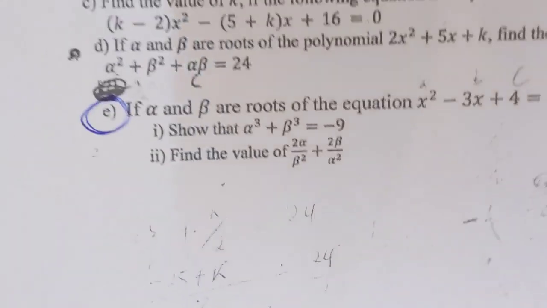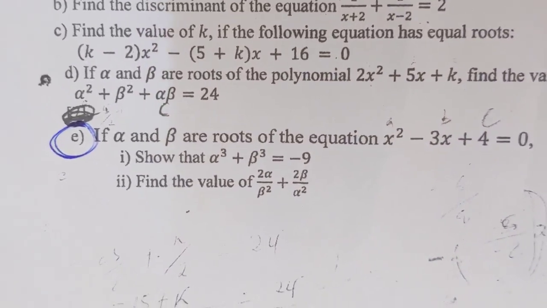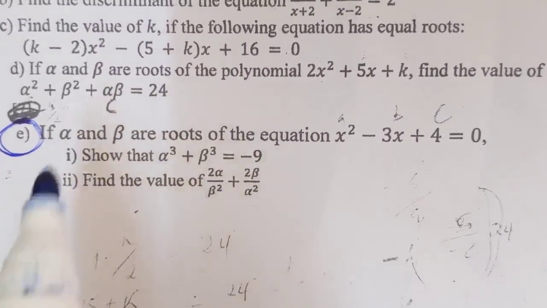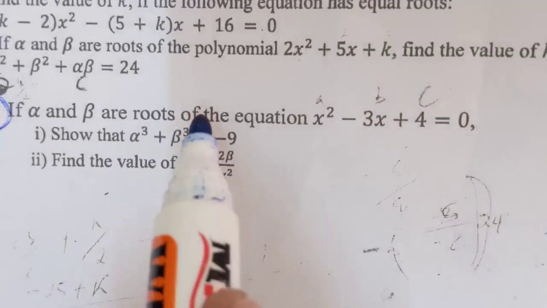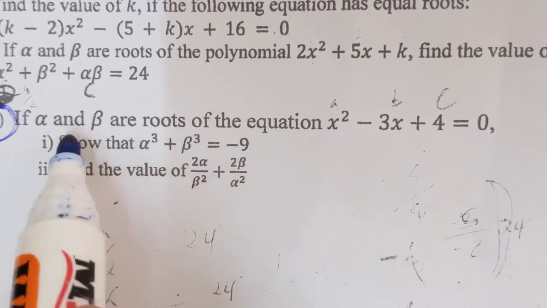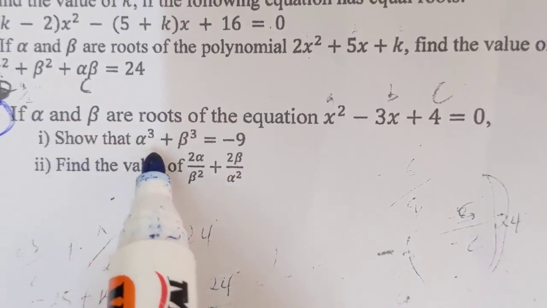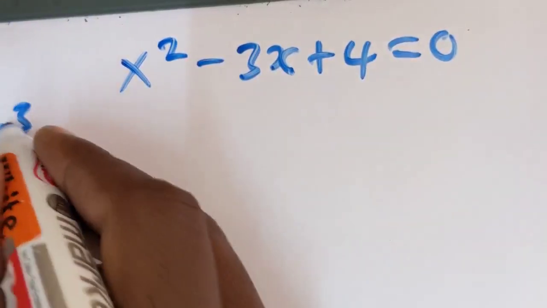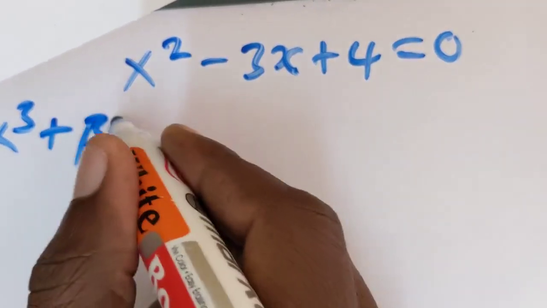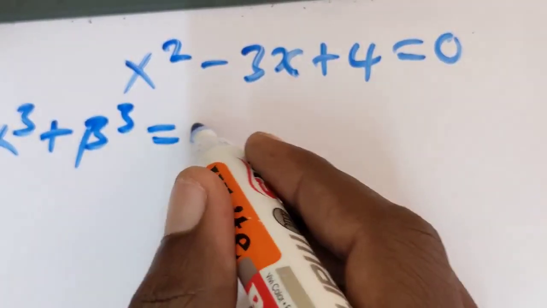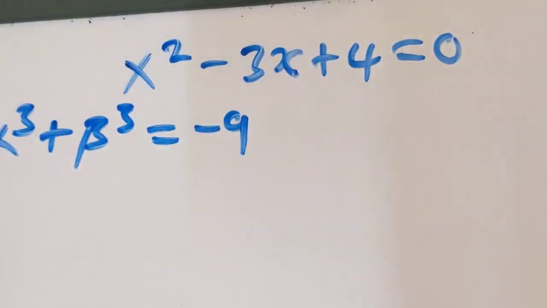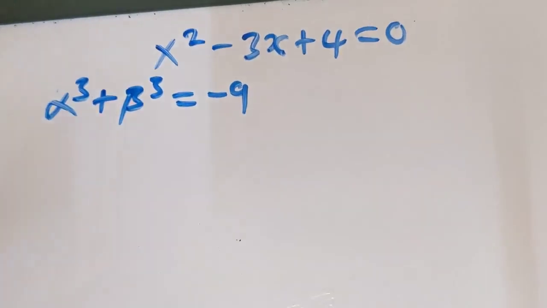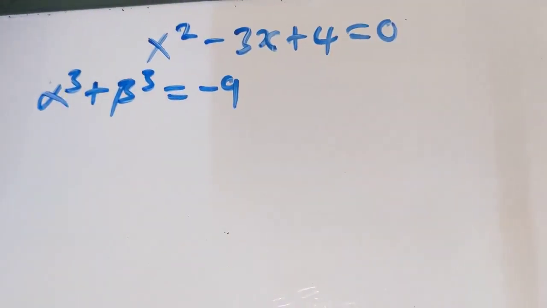I didn't solve this question in that previous video, so we are solving it. We have this equation, and they're asking us to show that alpha cube plus beta cube is equal to negative 9. That is the question that we are solving here.